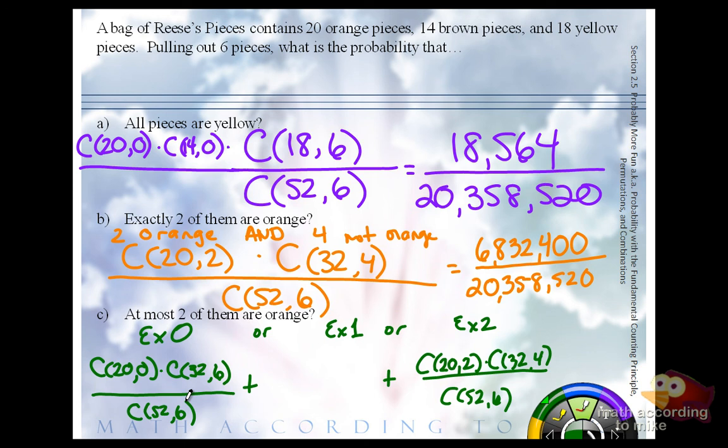Okay. What brave soul wants to tell me the exactly 1 numerator? Well, you can have 2 numbers there. So out of the 20 orange, we would want 1. And out of the 32 that are not orange, we would want 5. Over, out of the 52 candies, we're picking 6.